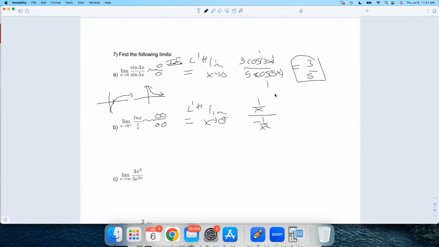Once you get here, see if you can clean up. If you've got logs in the problem, I guarantee you this is going to happen. Once you get here, you're going to be able to clean up. So do a little keep, change, flip. This is limit as x approaches 0 from above, 1 over x times negative x squared over 1. That's just limit as x approaches 0 from above of negative x, because I get some cancellation there. That's just 0. I'm done.